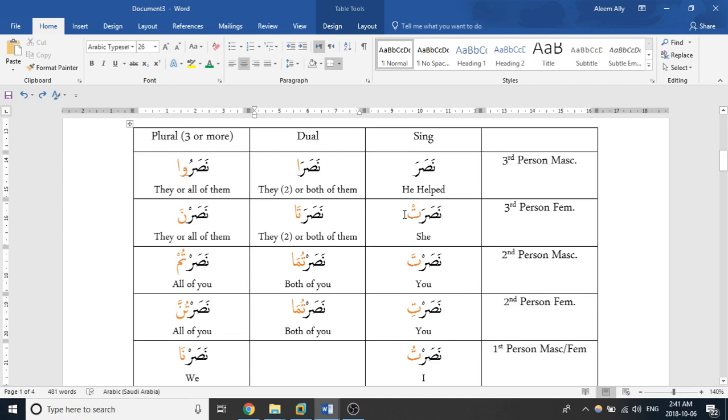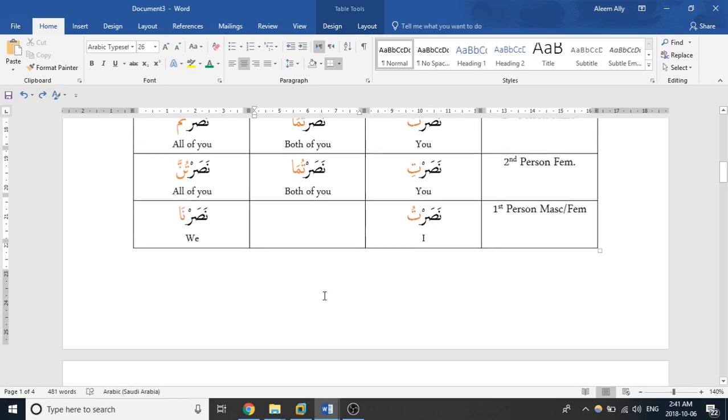So hiya, you add a ta on the end, so it becomes nasarat. For huma, for females, you just add the alif again, so nasarata. And for hunna, you add a noon on the end, nasarna. And then for anta, you add a ta on the end, for antuma add a tuma on the end, and for antum add a tum, and so forth. So these are the past tense verbs that you went through.